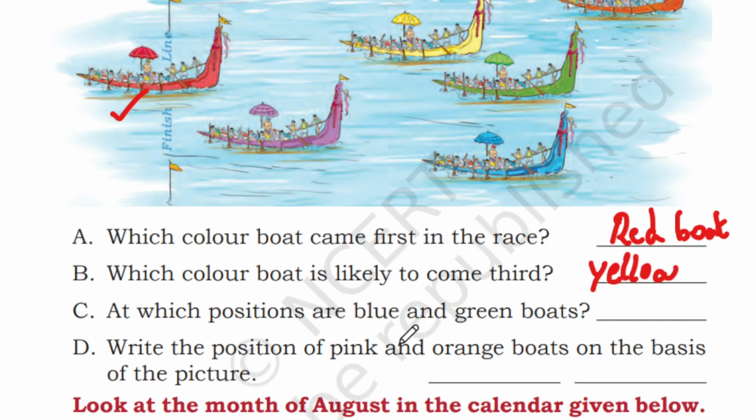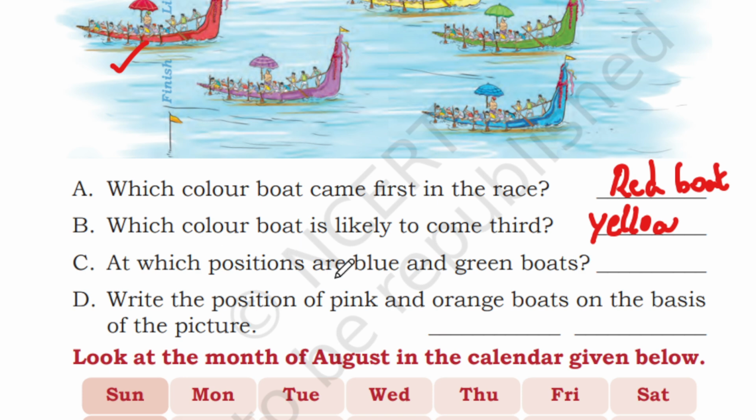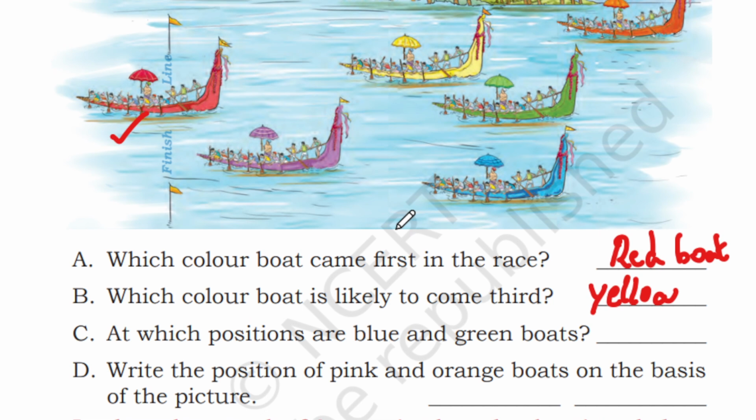Okay, the next question: at which position are the blue and green boats? The blue boat is in fourth position, and the green boat is in fifth position. So we have fourth and fifth.